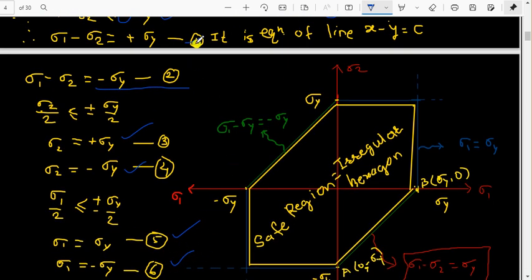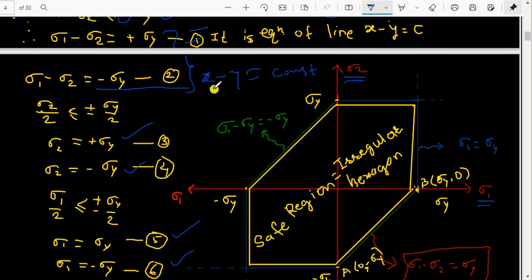Now we will plot this equation number 1. You can see from this equation sigma 1 minus sigma 2 equal to positive sigma y. If we are going to plot sigma 2 on the y-axis and sigma 1 on the x-axis, that means these are the variables. So let us say sigma 1 is x and sigma 2 is y. Then you know that x minus y is equal to some constant value. It is nothing but the equation of a straight line. So these two are the equations of a straight line.